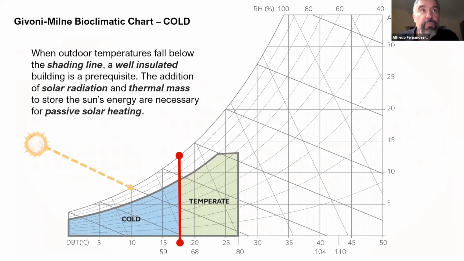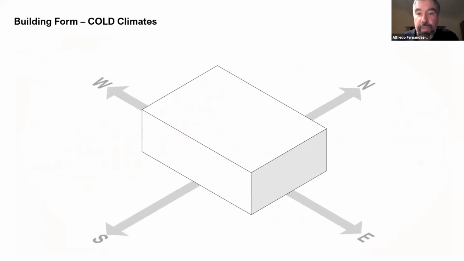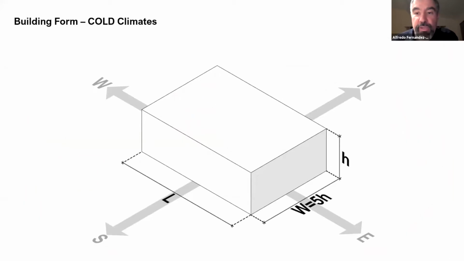And when outdoor temperatures fall below that shading line, a well-insulated building is a prerequisite, as well as the addition of solar radiation and thermal mass. And in terms of building form, a building elongated along the east-west axis provides the best performance for winter heating, for daylighting, and also for summer sun shading.